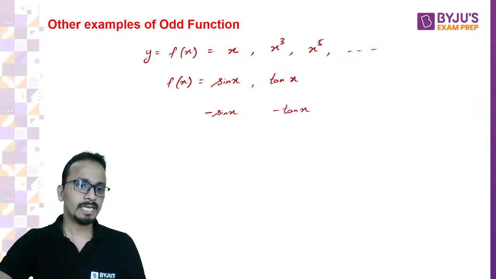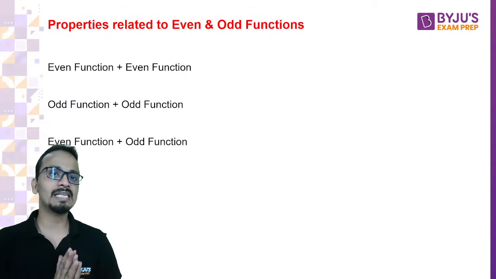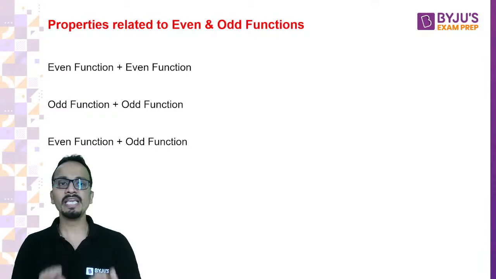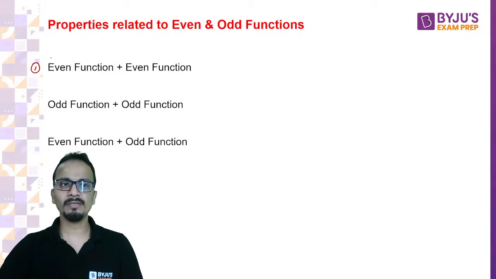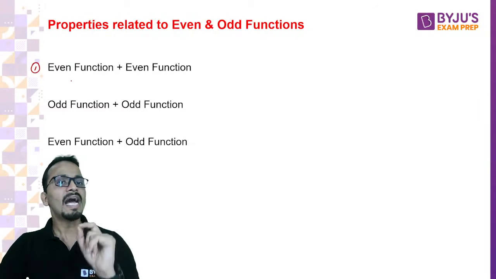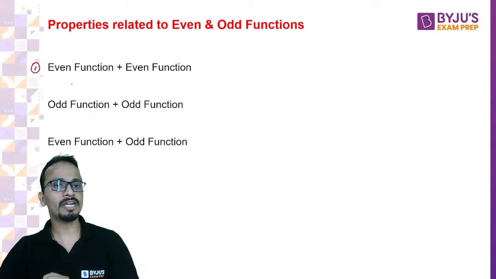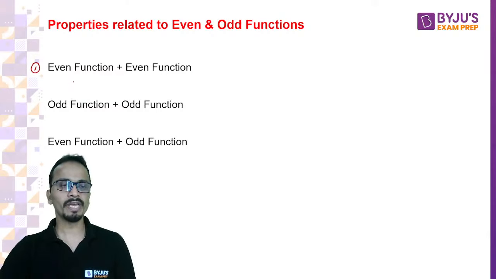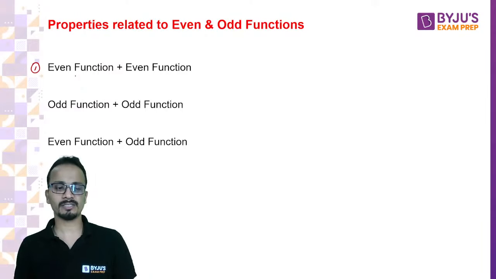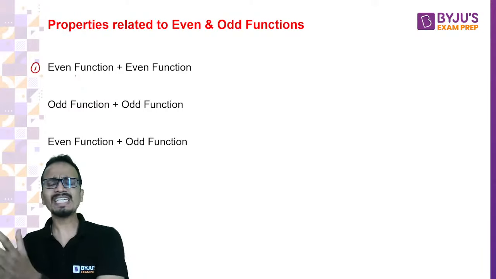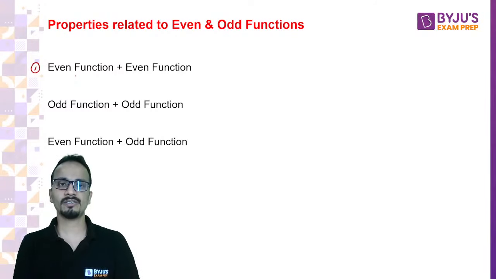Now we'll be looking at the combination of these functions and their properties. So let's understand some of the properties which are related to even and odd functions. We'll take them one by one. Number one, if I add two even functions, please don't confuse it with even and odd numbers. This is totally different. If I'm adding two even functions, can you tell me what the result will be? What type of function will I get? Will I get an even function or an odd function?